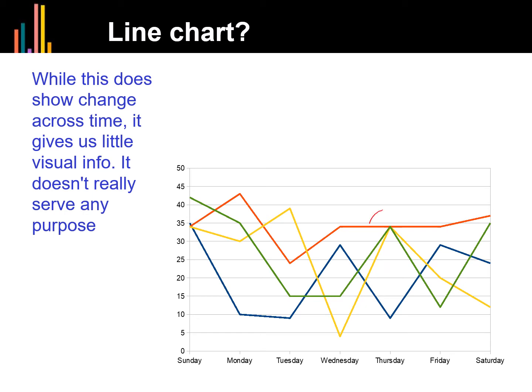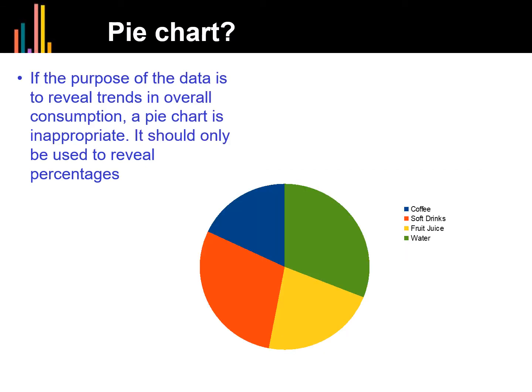I guess there's this convergence here. So on Thursday, the same amount is of those 3. It really doesn't tell us much. So I put it in a pie. If I put it all in a pie, if the purpose is to reveal trends in overall consumption, a pie chart really doesn't work well. It would only be to use percentages. So if my goal was to show which ones were consumed the most, this might work. It shows that water and soft drinks are consumed the most. But other than that, it's not very visually helpful. I can be told this without actually seeing it in a pie.